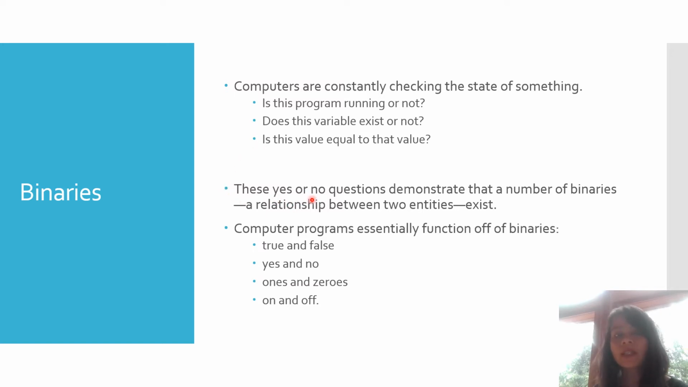So these yes or no questions demonstrate that a number of binaries, and binaries are a relationship between two entities, exist. Computer programs essentially function off these binaries. And binaries are things like true or false, yes or no, ones and zeros, on and off.